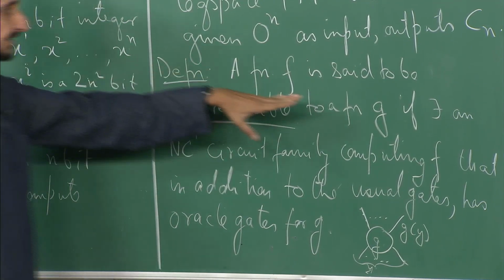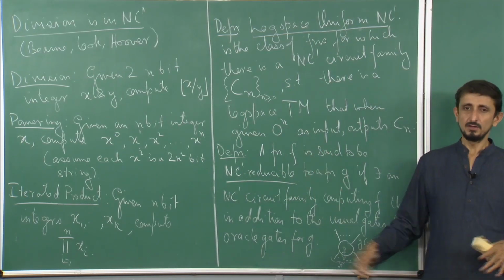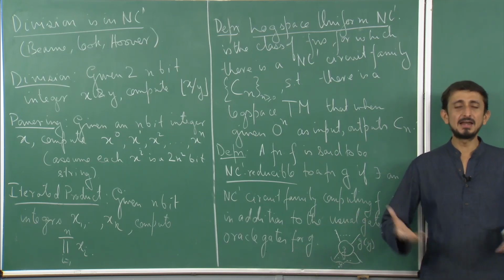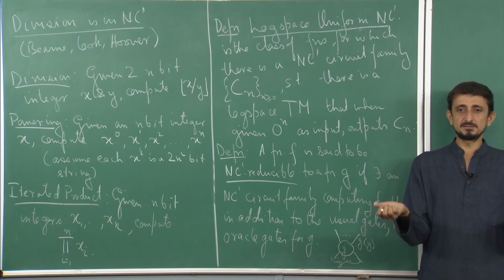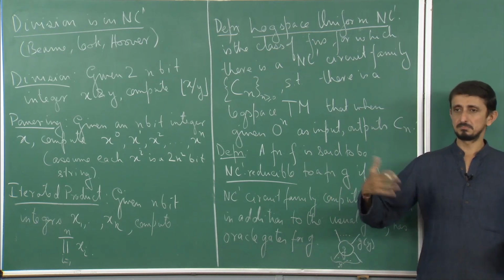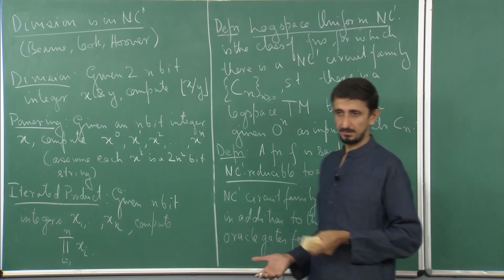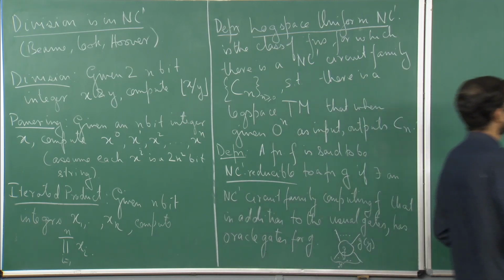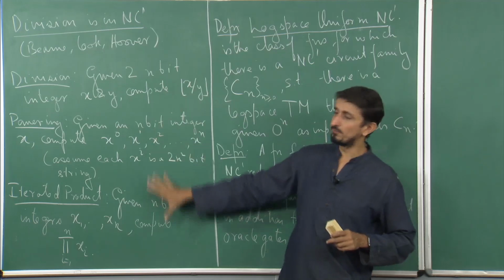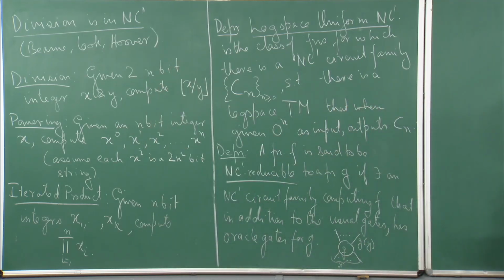Now we say that f NC1 reduces to G if there is an NC1 circuit which, in addition to the AND, OR and NOT gates, also has these oracle gates for G. So at any point of time you can produce a string and query what the output of G of this is. Okay. So when we say that these problems are equivalent, our notion of equivalence would be with respect to NC1 reducibility.